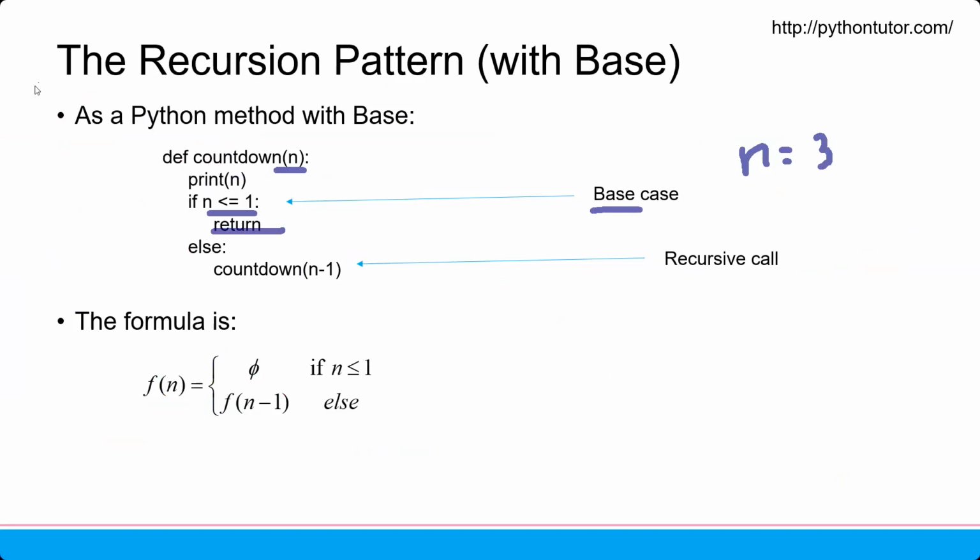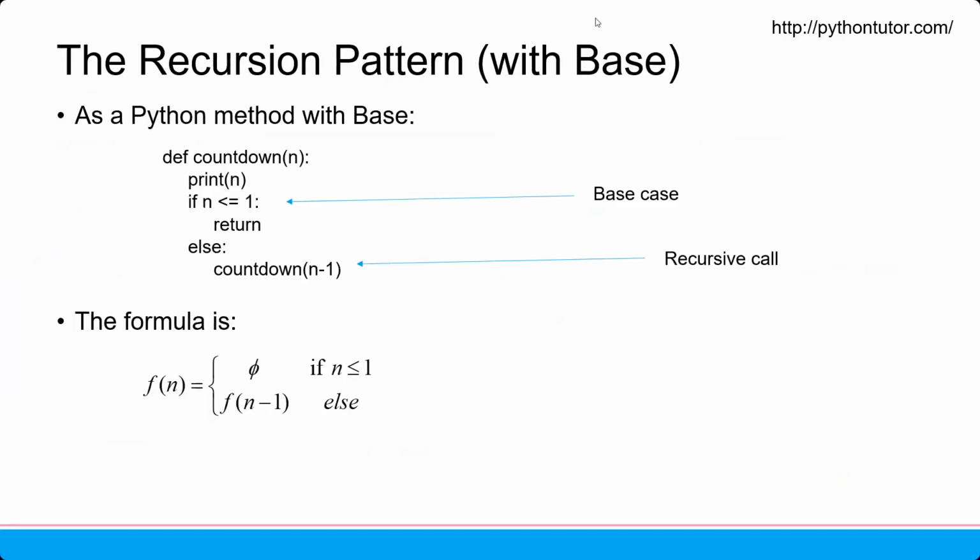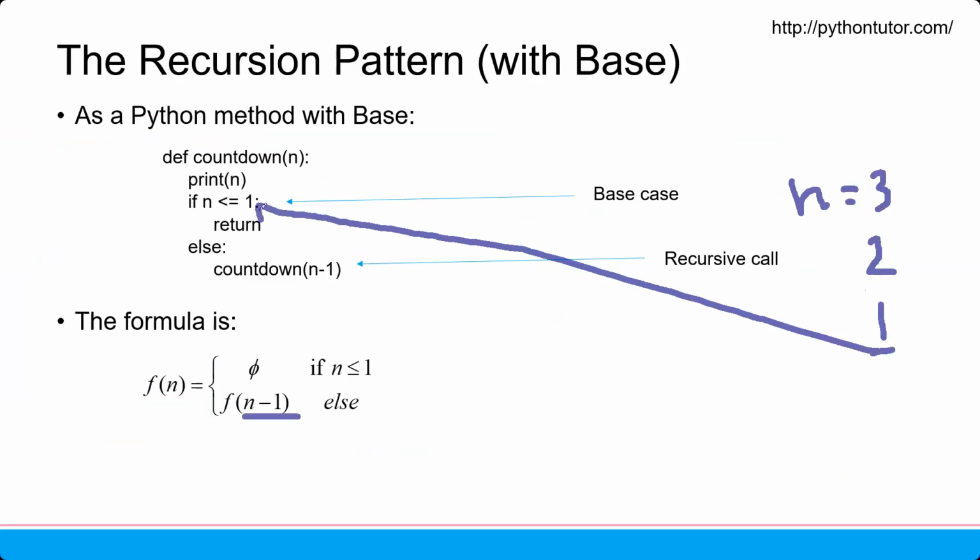And the possible chain of the recursive calls must eventually reach a base case. So in this case, we are going to minus 1. If n equals 3, minus 1 it goes to 2. If n minus 1 again, then it goes to 1. So eventually it should reach 1. That's why we can put this 1.